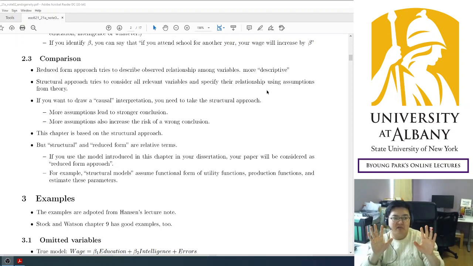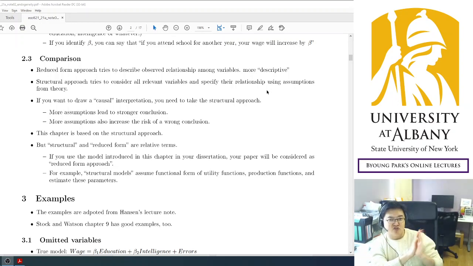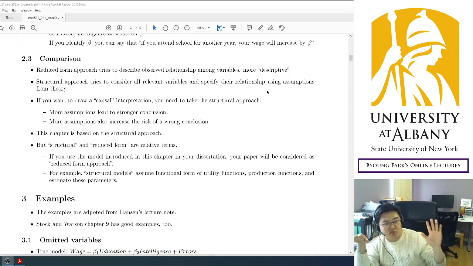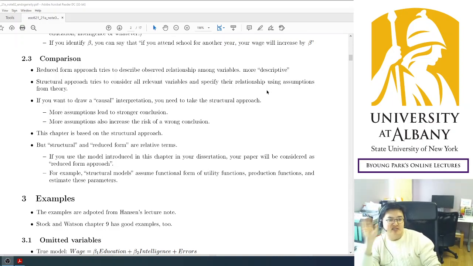So I'm comparing the linear projection approach to the regression model versus the endogeneity setup. They are relative: the linear projection is reduced form, and endogeneity is a more structural problem. There is no clear definition, it's just relatively what is more structural and what is less structural.